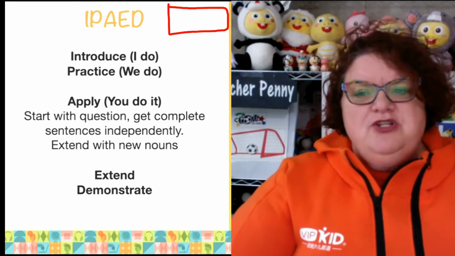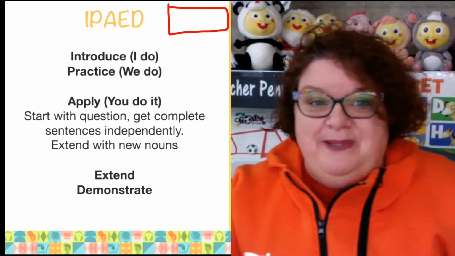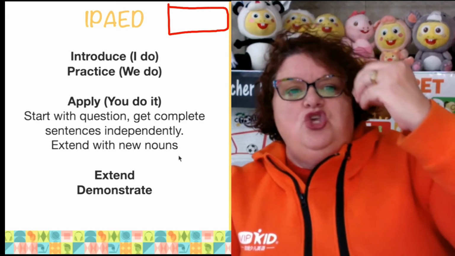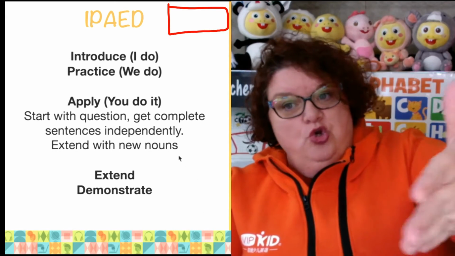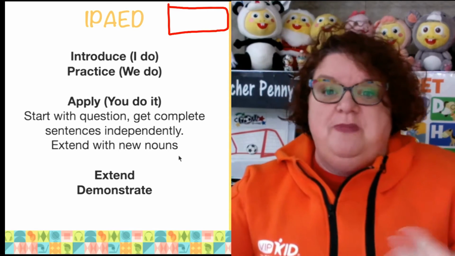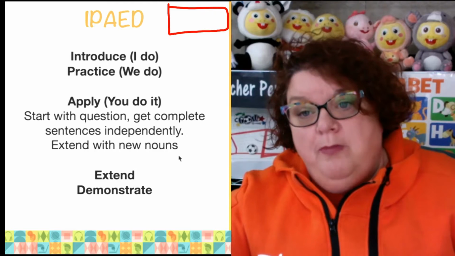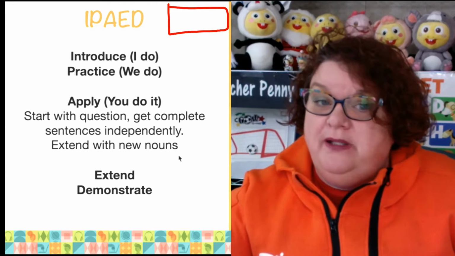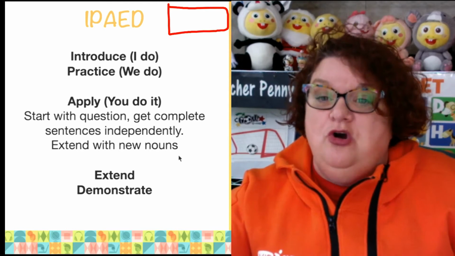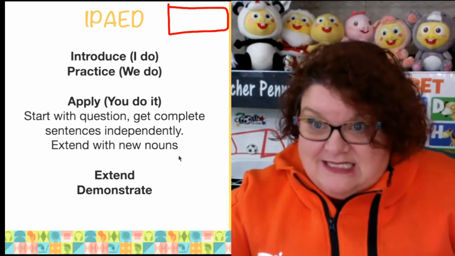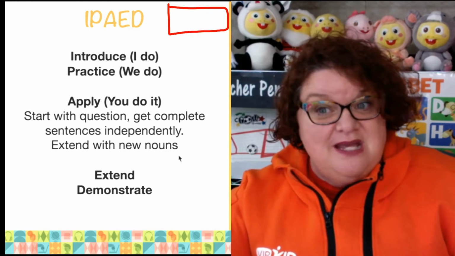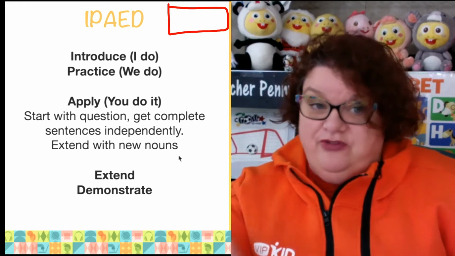Okay, now we're on to the third slide. The third slide is the apply slide. This is the you part of the slide, the you do it. So the student now should be able to do this independently. This is the third slide on the word ball. Should they be able to use this independently? Yes. Are they still going to mess it up sometimes? Yes. Okay, remember that they are going to make mistakes on every single slide. You have to correct them.